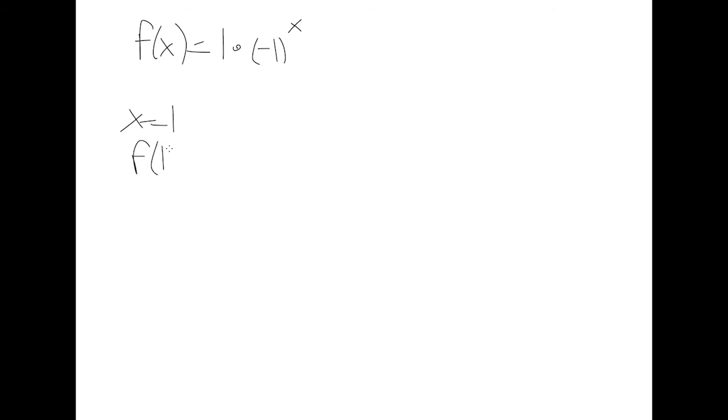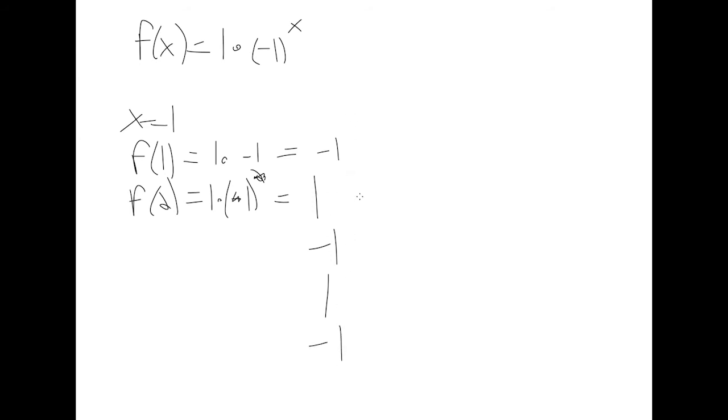f of 1 would equal 1 times -1, and that's equal to -1. What's f of 2? f of 2 is going to equal 1 times -1 squared. What is -1 squared? Well, it's just +1, right? So that will equal +1. So when you're multiplying by a negative number like this, you're going to switch back and forth between positive and negative. And that means that it's neither a growth or a decay function, because first you decay, then you grow, then you decay, then you grow. It'll go -1, 1, -1. You're not decaying or growing, right?